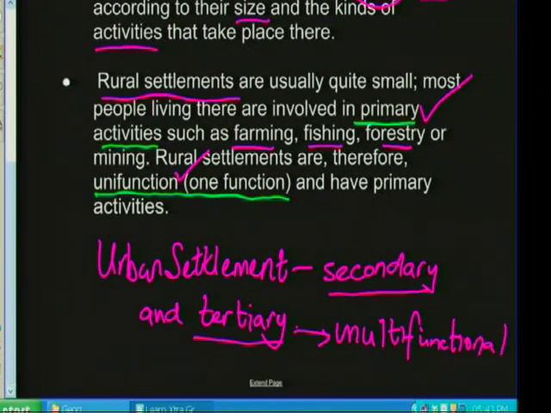So, keywords to remember for the following concepts: rural settlements, primary activities, and therefore unifunctional. Urban settlements, secondary and tertiary activities, and therefore multifunctional. Easy stuff. Now let's look at settlements in terms of what we need to know in terms of the processes that influence urban and rural settlements.